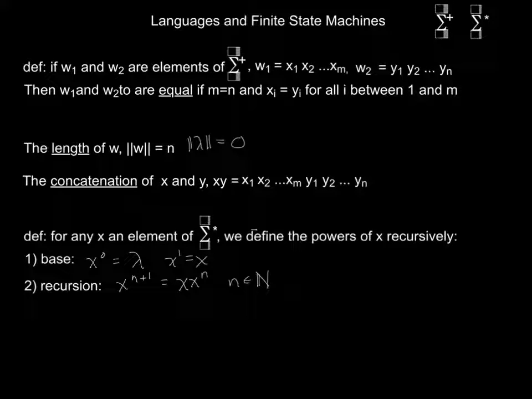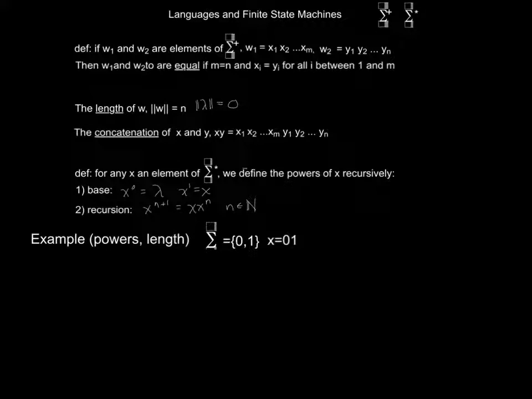In the previous slide, we had defined the powers of an alphabet, and we looked to see what the alphabet star would be equal to, what the possible strings were. Now we're going to say, given a string in sigma star, we're going to define the powers of this string x recursively. So our base case will be x to the 0 is equal to the empty string, x to the 1 is equal to the string x. Then our recursion, x to the n plus 1, is equal to x concatenated with x to the n, where n is a natural number.